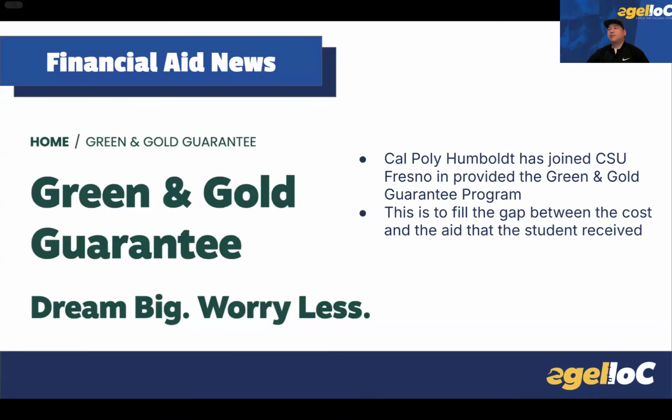Okay, now another piece of better news is that the CSUs are now, so the UCs used to have something called a Blue and Gold guarantee, right? Or Blue and Gold kind of scholarship, right?